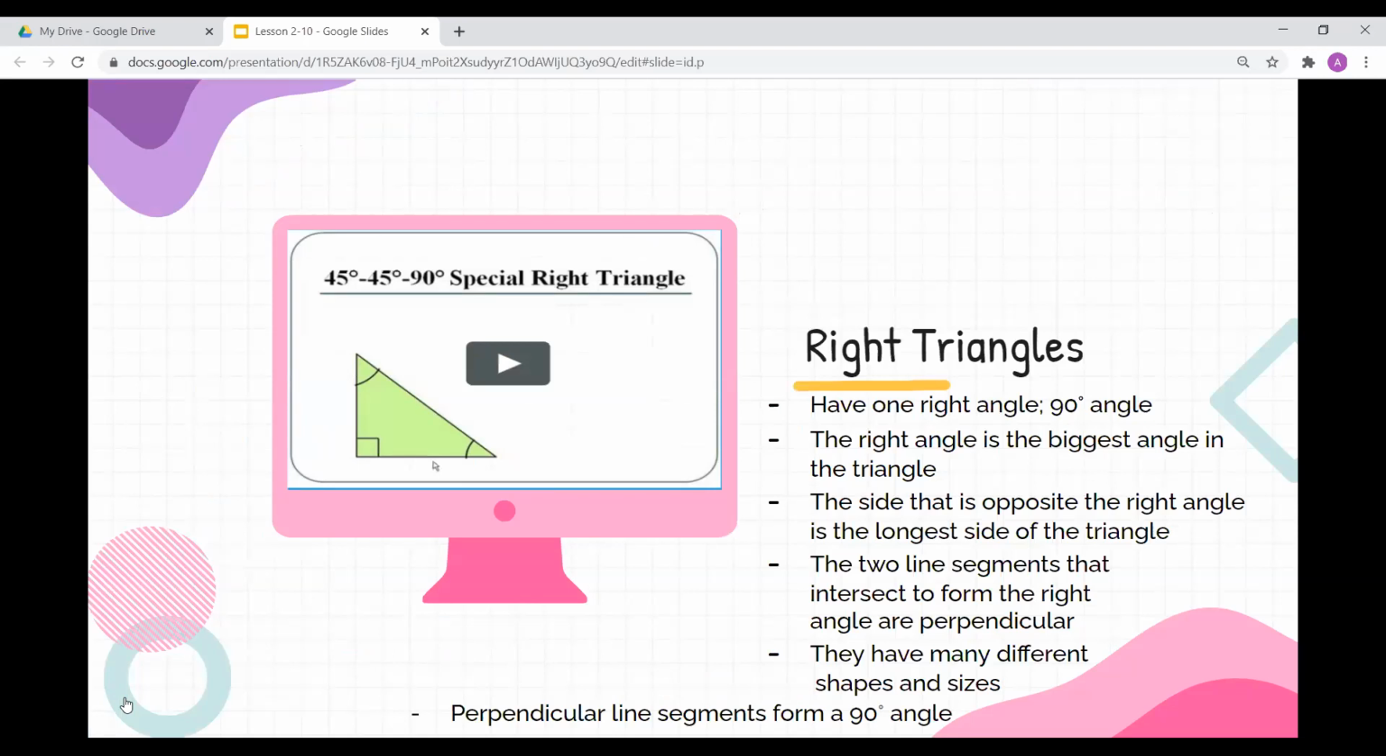Right triangles have one right angle, which is a 90-degree angle. The right angle is the biggest angle in the triangle when you're writing or drawing a right triangle. The side that is opposite of the right angle is always going to be the longest side of the triangle. The two line segments that intersect to form the right angle are perpendicular, and a perpendicular line segment forms a 90-degree angle. Finally, they have many different shapes and sizes, as we've heard for lots of different kinds of triangles, no matter the shape, no matter the size.